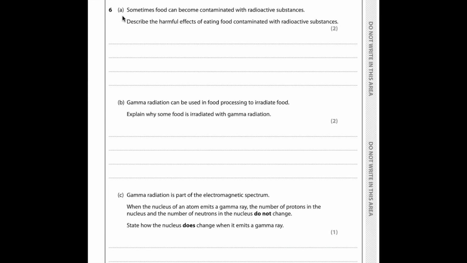Question 6a. Sometimes food can become contaminated with radioactive substances. Describe the harmful effects of eating food contaminated with radioactive substances. So remember, irradiated means that you've come close to radiation, but if you've been contaminated, it means the radiation is either on you or in you, so it's much worse. So if you eat food that's contaminated, the radiation is inside the body, and that will damage your cells and could cause cancer.